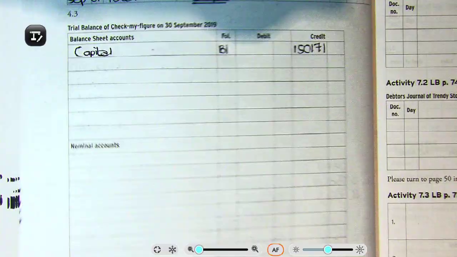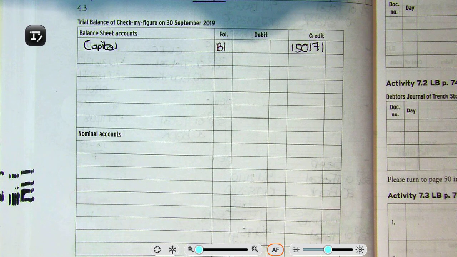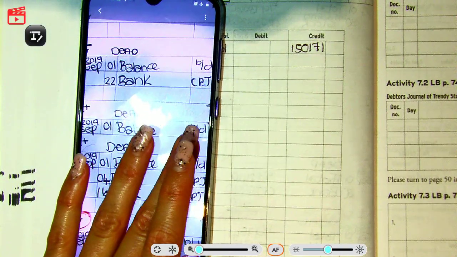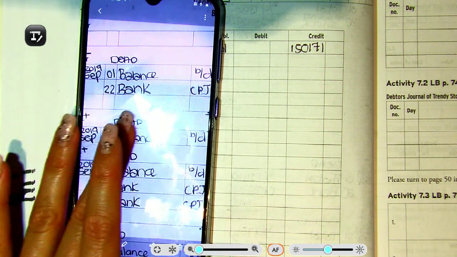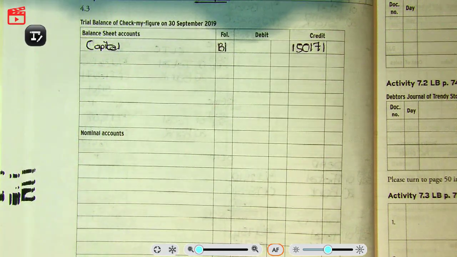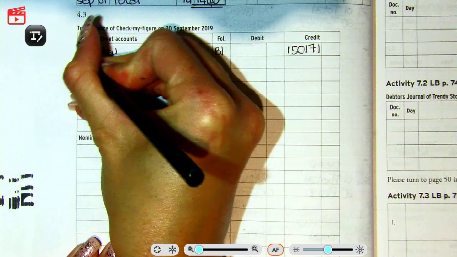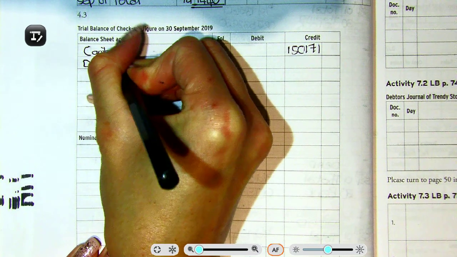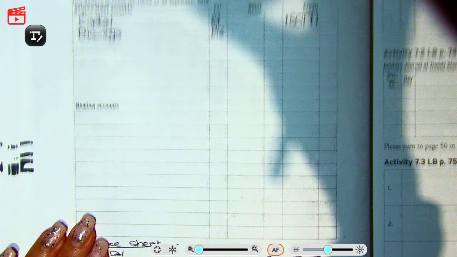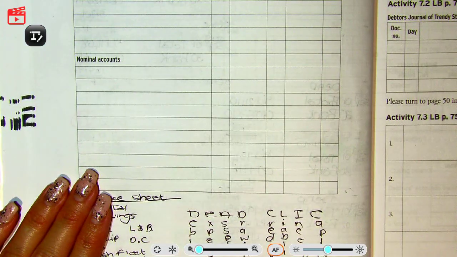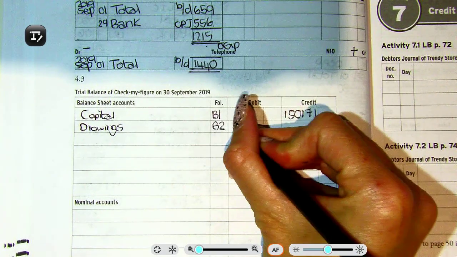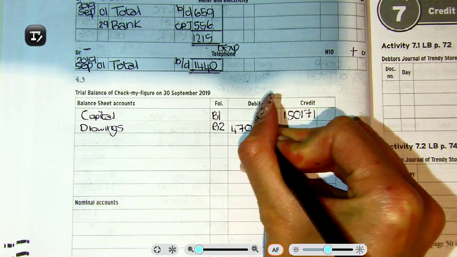Okay, then we have drawings, which if we look in my general ledger, was on the debit side, and the total was 4,700. So now we're going to go drawings, B2. Drawings forms part of debt, so therefore it's going in the debit column. And that amount was 4,700. Okay, next is vehicles.